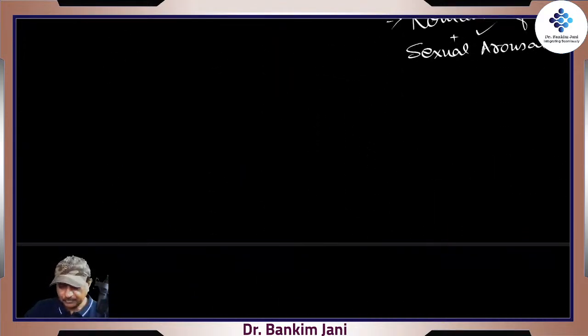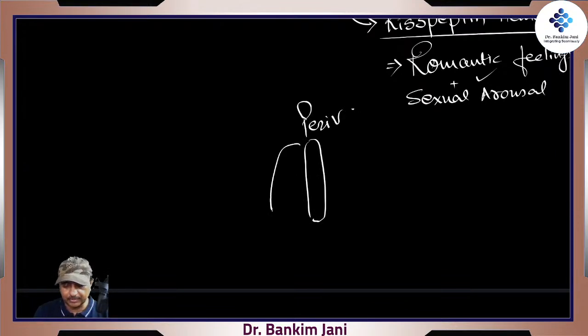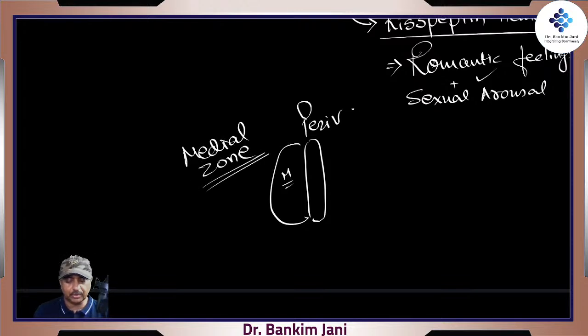On to the next one, right? So now in the coronal section, this one was our periventricular. Now comes the medial, the most complex of all, this medial zone, right? And this medial zone is what we have to understand very properly. So think of it like a layer in a coronal section: this one is periventricular, this one is the medial zone.